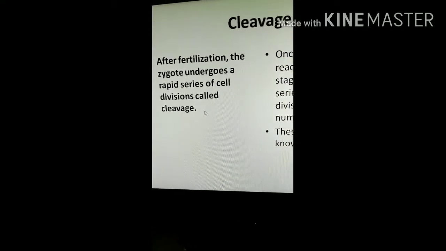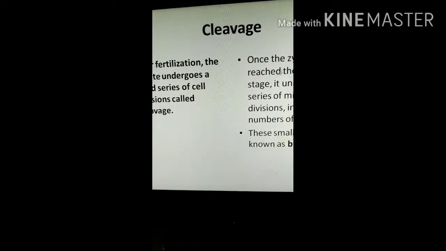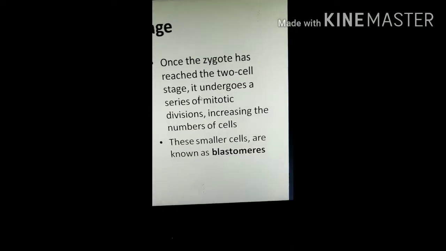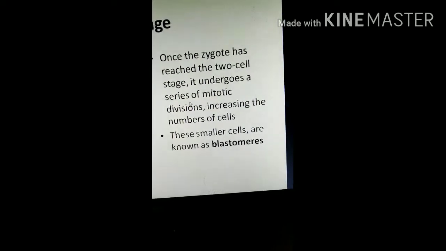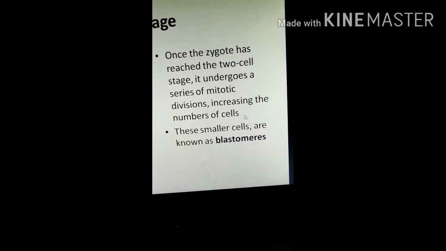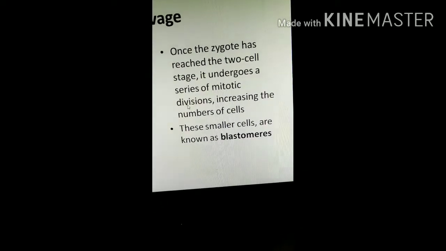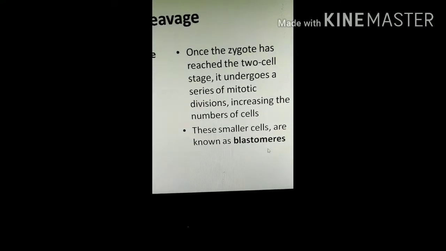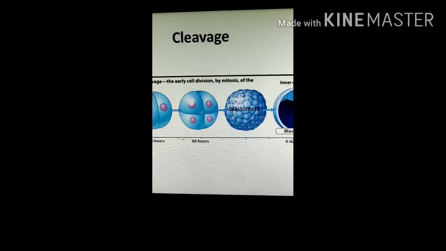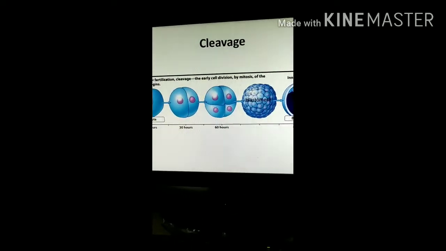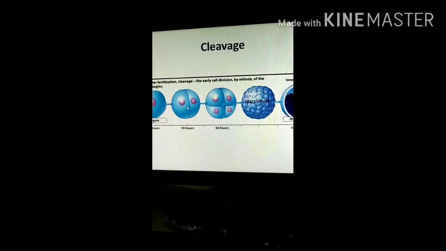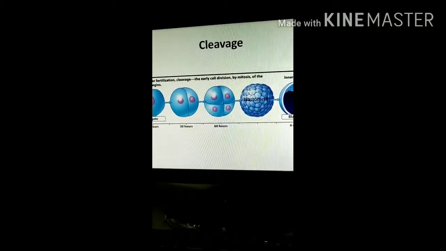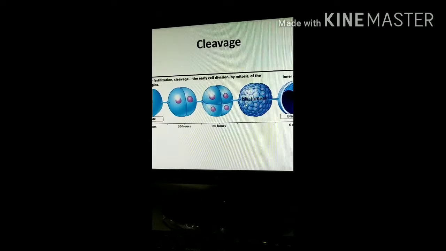This is known as the cleavage. Once the zygote has reached the 2-cell stage, it undergoes a series of mitotic cell divisions, increasing the number of cells. These cells are smaller in size and known as the blastomeres. In this figure, first is a zygote, then the 2-cell stage, then the 4-cell stage, then multiple cells at about 3 days.